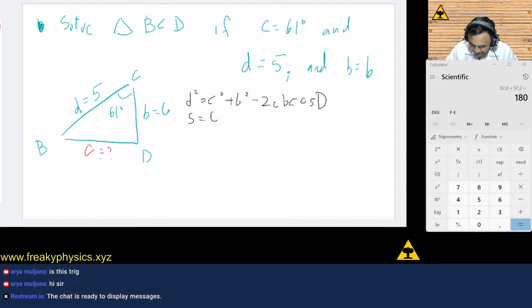Wait, should I find side C first? Yes, that's going to be better. You find side C first. I'm not rewriting that whole equation again. Don't worry about it. You can just start and write down the values. It's fine.